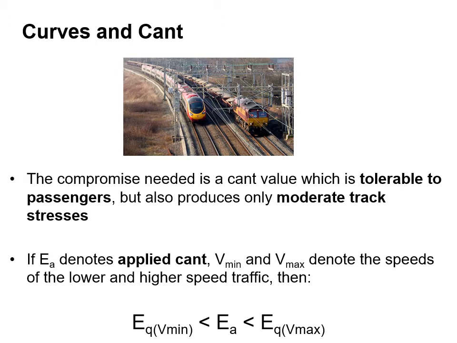So if E subscript A denotes the applied Cant, with a Vmin and a Vmax, denoting the speeds of the lower and higher speed traffic, then the applied Cant must be greater than EQ Vmin, but less than EQ Vmax.